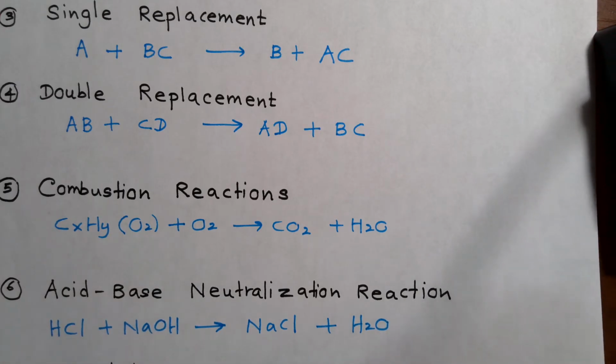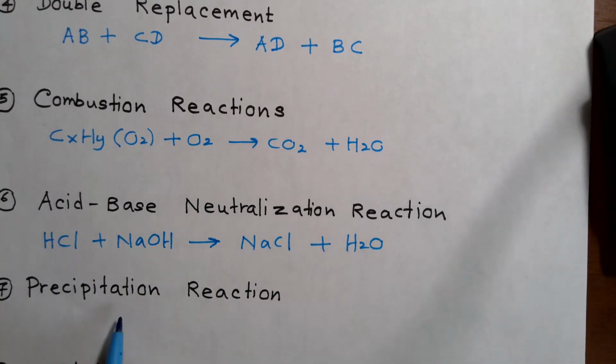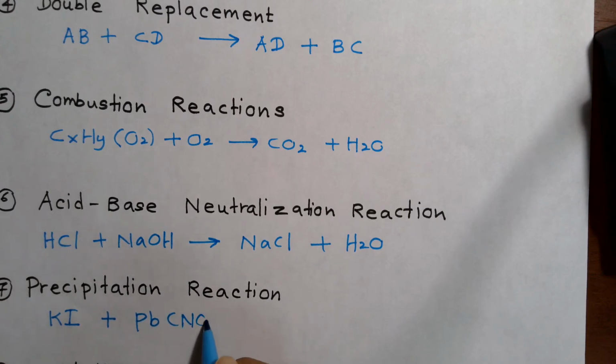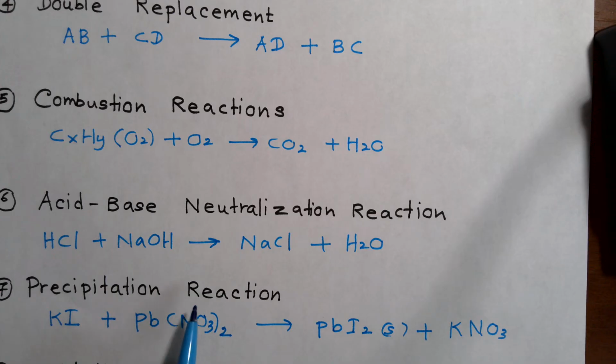And let's talk about the next reaction, precipitation reaction. Precipitate means a solid formation reaction. Right. Now let's talk about potassium iodide, a commonly used reaction in the laboratory. Potassium iodide reacts with lead nitrate. The products are lead iodide, PbI2, plus potassium nitrate. The reaction is not balanced, but I will try to give the idea of what a precipitation reaction is.